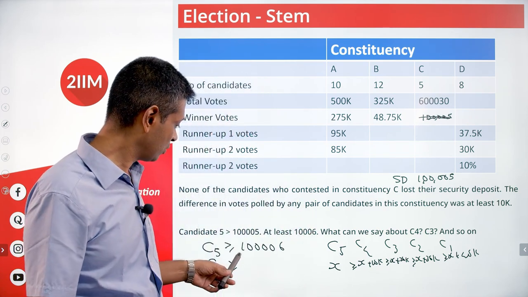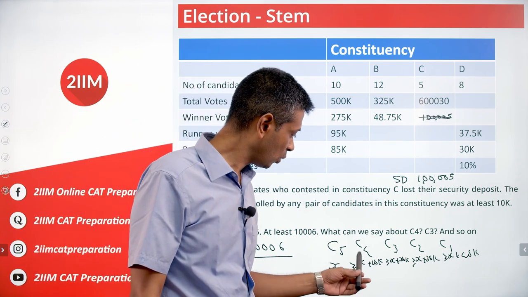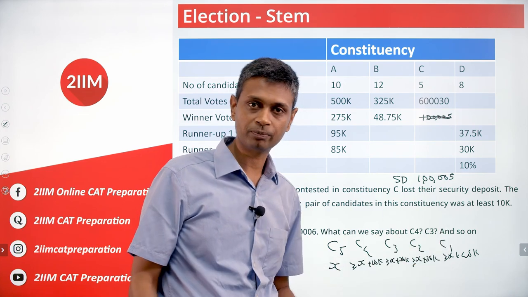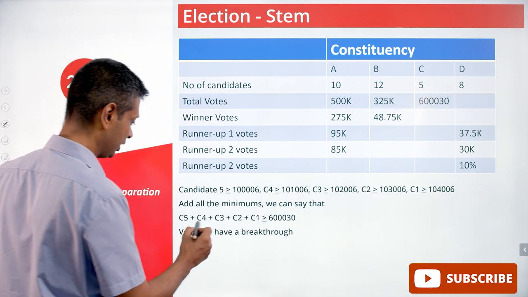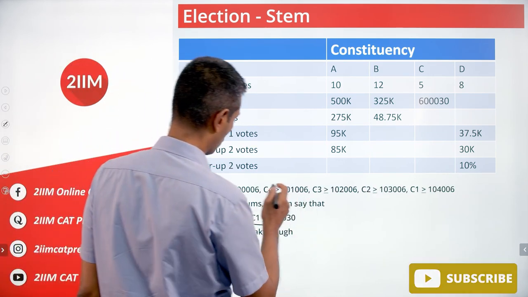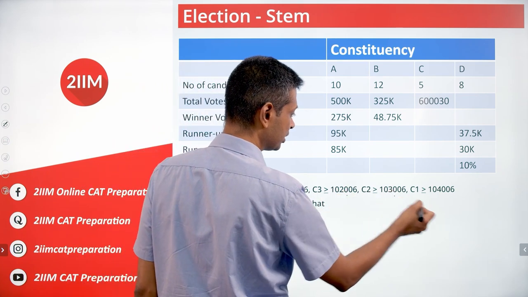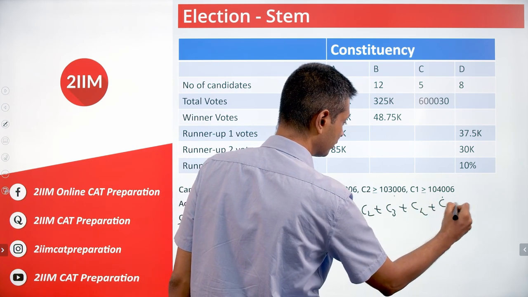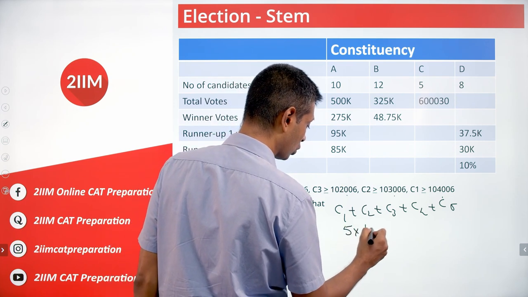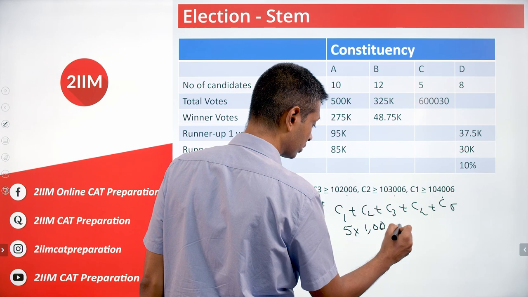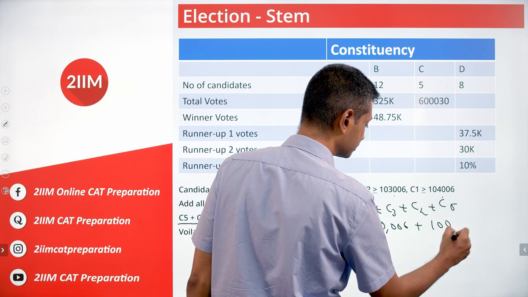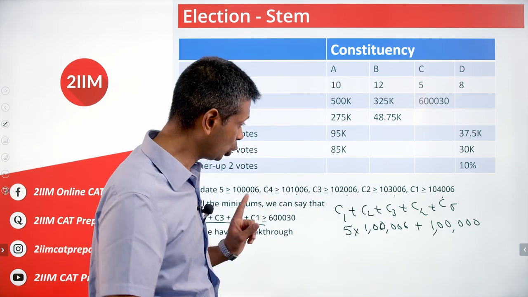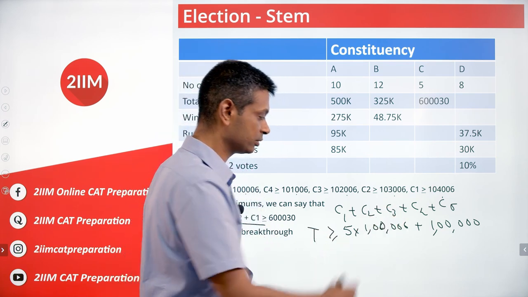Because X has to be more than 1,06,000. This has to be more than 1,06,000 plus 10,000. 1,06,000 plus 20,000. 1,06,000 plus 30,000. 1,06,000 plus 40,000. Brilliant. So this will give us, basically, add all of them up. So if I do C1 plus C2 plus C3 plus C4 plus C5, that is 5 times 1,06,000 plus 1,00,000. The 10,000 plus 20,000 plus 30,000 plus 40,000 is 1,00,000. The total should be greater than or equal to this.